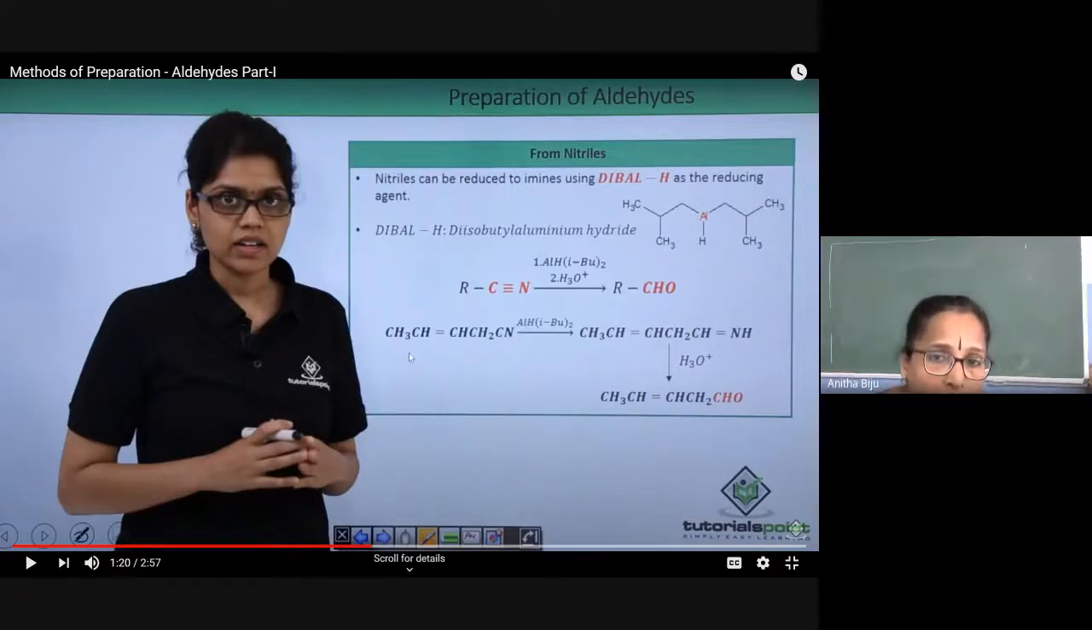You can write this example: CH3CH=CHCH2CN. First you can mention DIBAL-H, then the intermediate product, this is called the imine, and the last product is an aldehyde. So this is all about the reaction related to DIBAL-H.